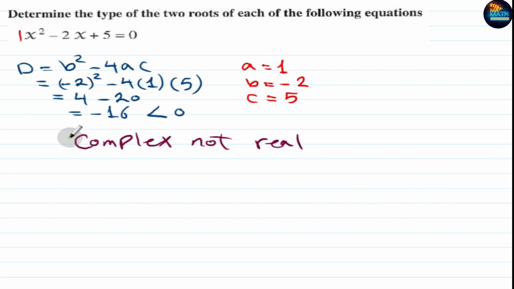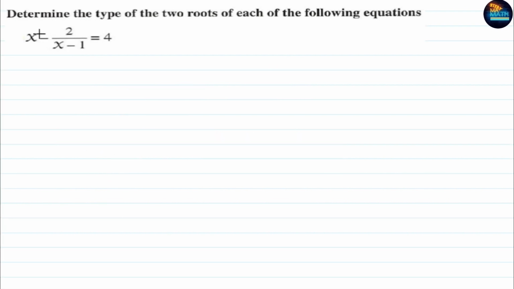All right. In this example, determine the type of the two roots of each of the following equations. (x - 2)/(x - 1) = 4. All right. So let's change the equation because we have the denominator here, x minus 1, and we have to get rid of this denominator by multiplying by the same denominator, which is x minus 1. So multiplying the whole equation by x minus 1.